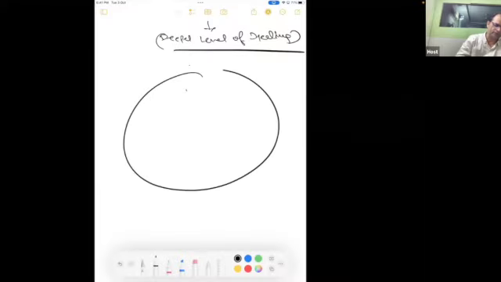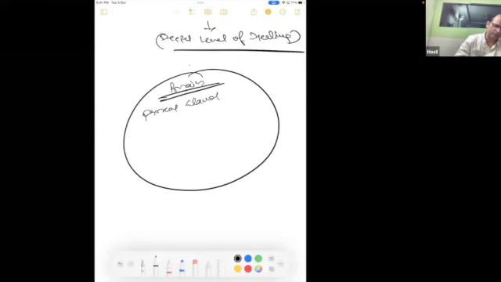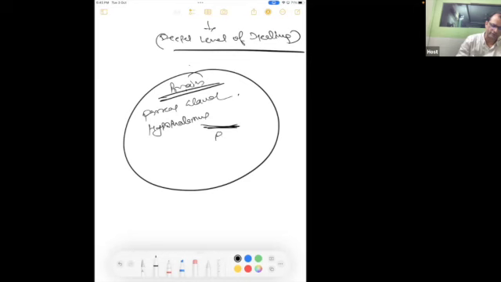Because I told you in the brain, we are having the pineal gland, we are having the hypothalamus, and the hypothalamus is connected with the pituitary gland. So let's talk about the hypothalamus.